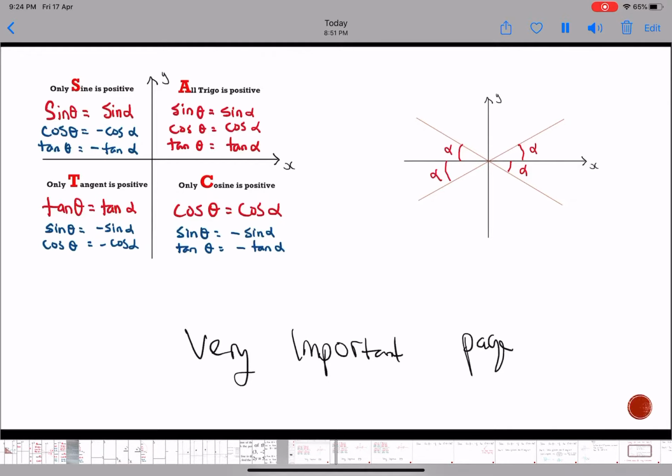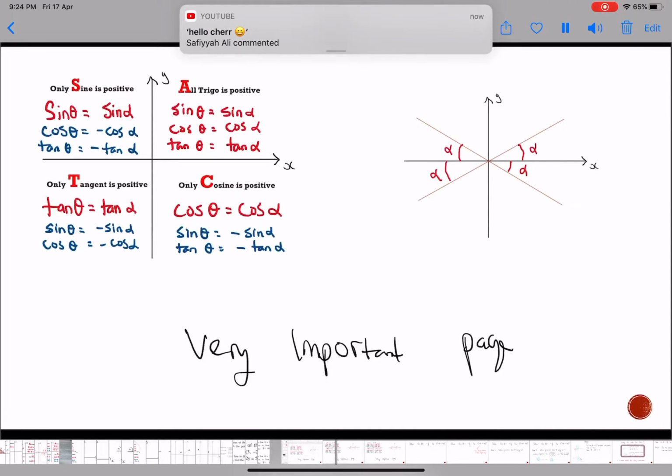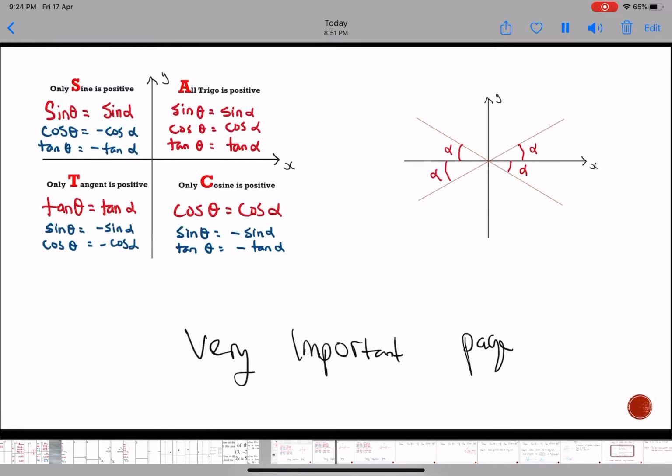So please note, in the first quadrant, everything is positive, and all the sine theta equals to sine alpha, cosine theta equals to cosine alpha, and tangent theta equals to tangent alpha. In the second quadrant, only sine is positive, and sine theta equals to sine alpha. The others are connected by a negative. For example, cosine theta equals to negative cosine alpha.